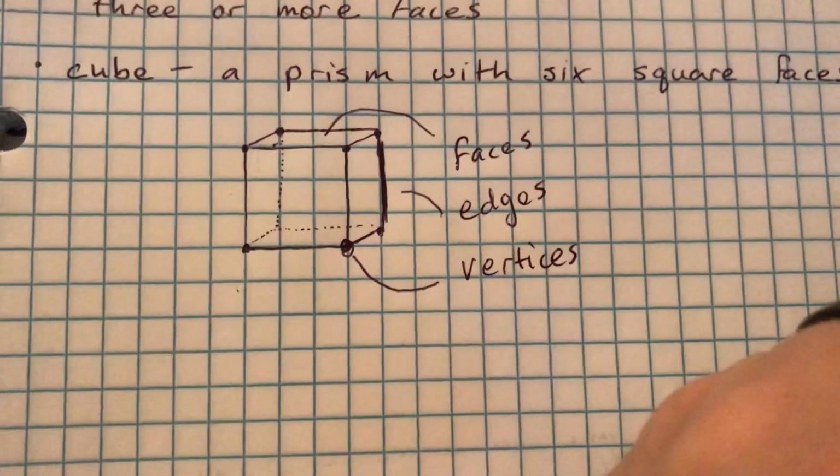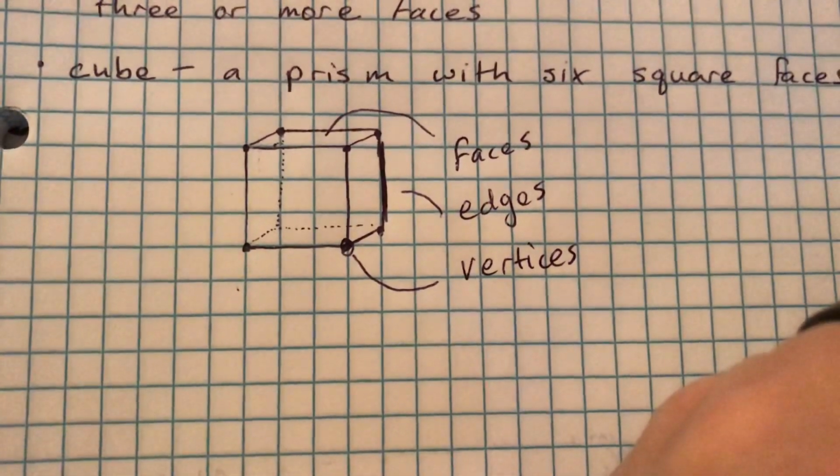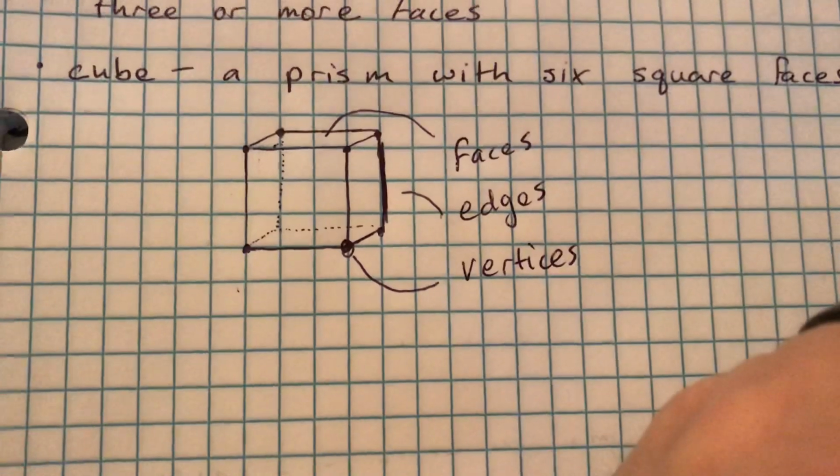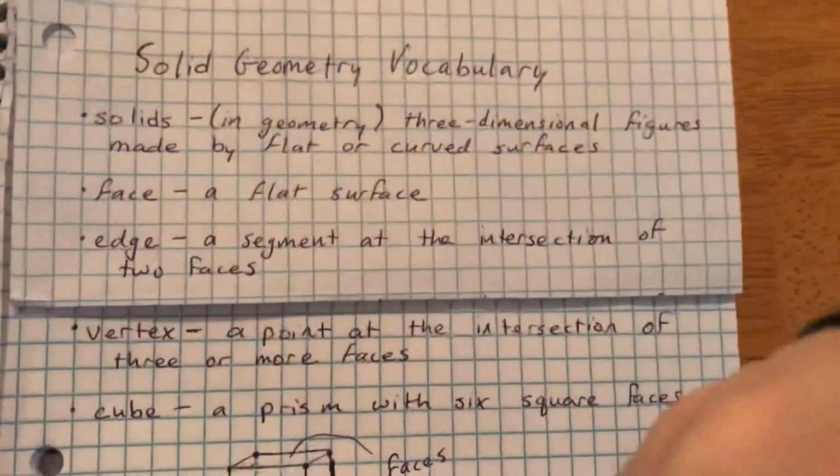So I want you to count up the number of faces and edges and vertices of a cube, along with getting these definitions.